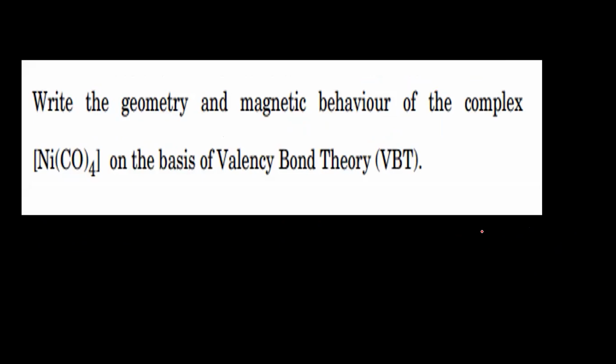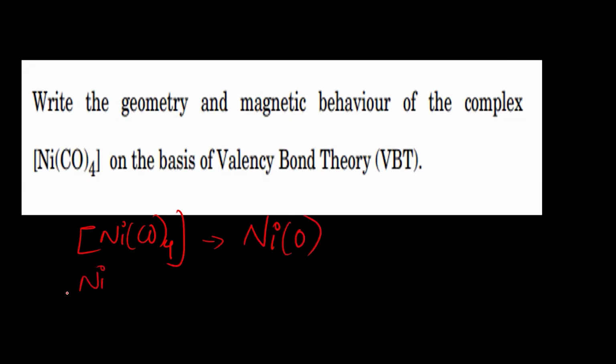Nickel tetracarbonyl, on the basis of valence bond theory. Carbonyl is a neutral ligand. Here nickel is in which oxidation state? 0 oxidation state. We know nickel's atomic number is 28 and its electron configuration is 3d8 4s2.